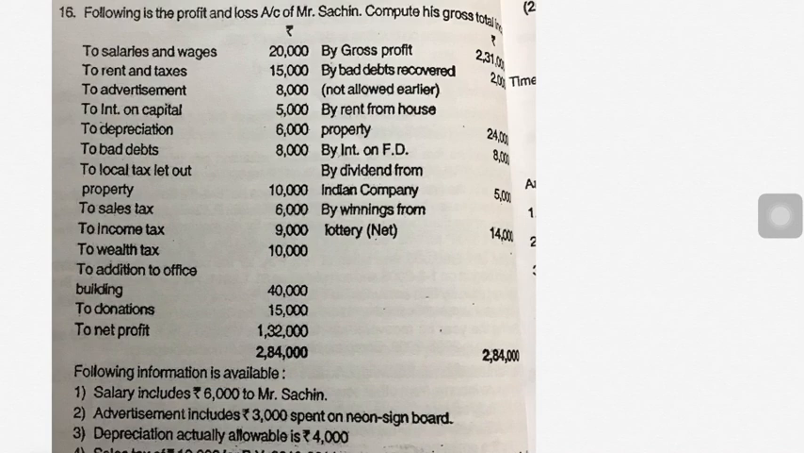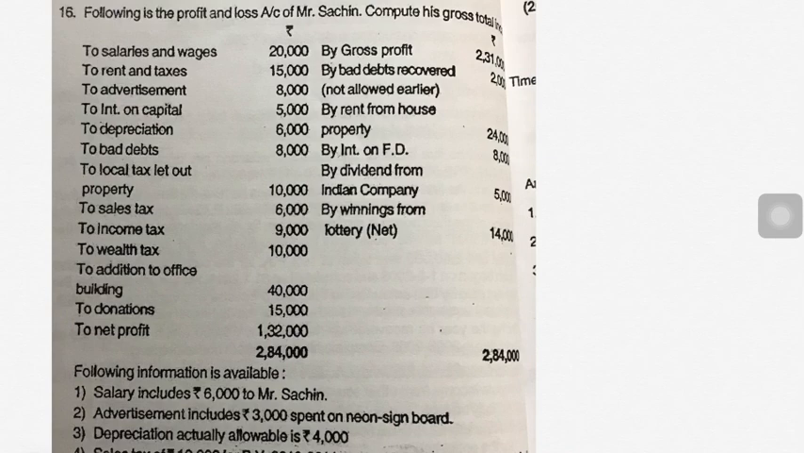To depreciation, it is a P&L item. To bad debts, 8000, fine, it is also a P&L item. Next, to local tax on let out property. Now local tax on let out property is an expense which has to be treated separately because it is an expense of income from house property, correct? So local tax on let out property you will show while calculating income from house property. So this 10,000 you have to remove it. To remove this 10,000 you have to add back 10,000.